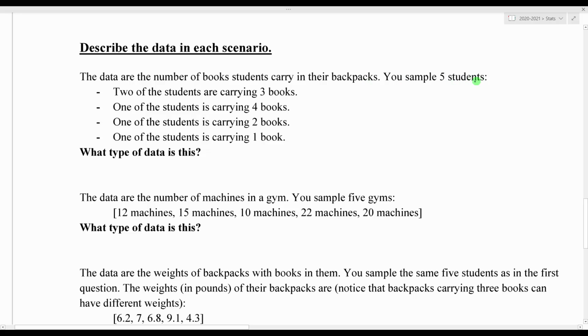The data are the number of books students carry in their backpacks. You sample 5 students, and you find that 2 of them are carrying 3 books, 1 is carrying 4, 1 of the students is carrying 2 books, and 1 of the students is carrying 1 book. The data is right over here: the number of books that the students are carrying. That is definitely numerical, so I know right away this is quantitative.